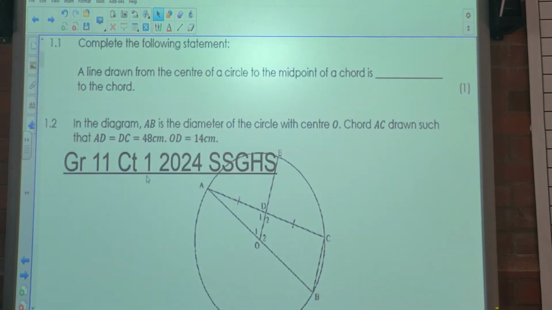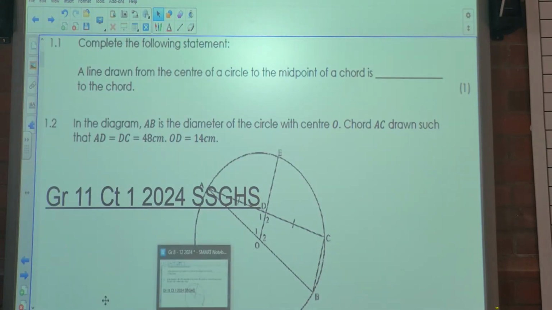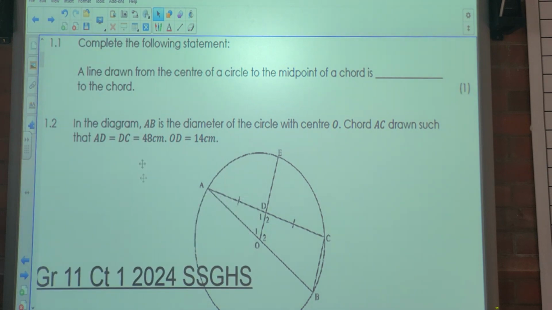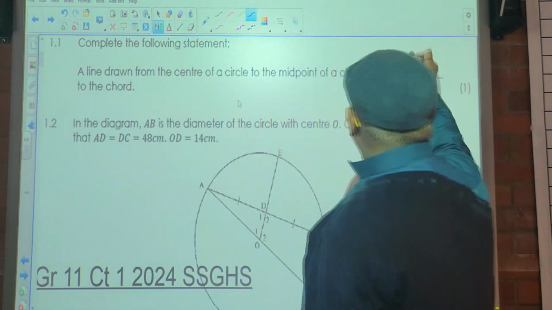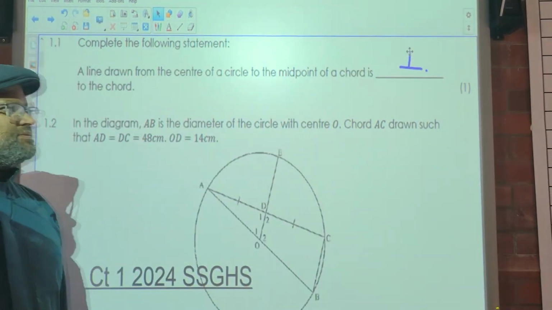So the first question, in this paper we covered Euclidean Geometry, surds and exponents, equations. There were no inequalities in this one. Complete the following statement: a line drawn from the center of a circle to the midpoint of the chord is perpendicular to the chord. Not so? Perpendicular.